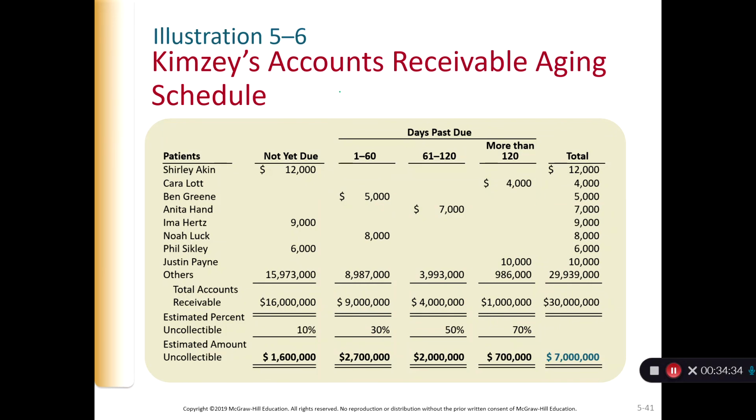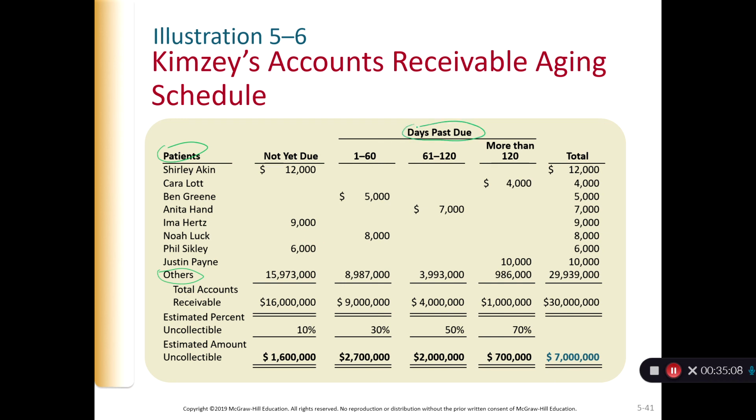So how do we do that? This is a very good example of a hospital. There are patients listed, different patients and also others. Listing the patients whose bills are not yet due: just got the surgery or treatment is 12,000, and EMA has $9,000 for bills that just happened, and Phil has a $6,000 bill just not due yet.